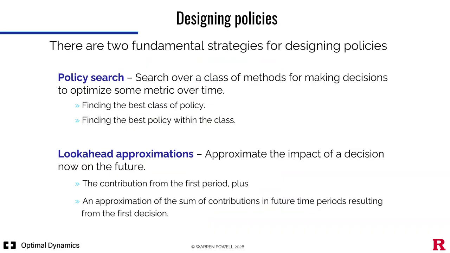Now, there are two fundamental strategies for designing policies. The first of these, called policy search, is to design functions that work well over time. Now, these functions do not plan explicitly into the future. We just train them to work well over time. Whereas the second ones, the look-ahead approximations, do explicitly plan into the future. Each of these will be divided into two classes, creating 4 classes of policies.